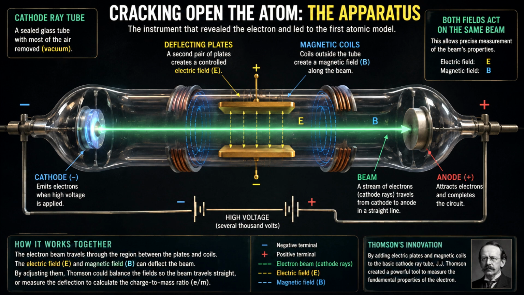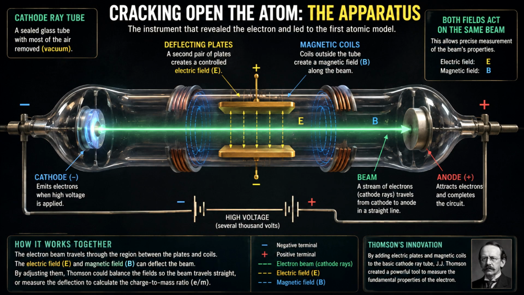To understand how the first atomic model was built, we need to start with the apparatus itself, a cathode ray tube. This is a sealed glass tube with most of the air removed, containing two metal plates, a cathode and an anode, connected to a high-voltage source. When voltage is applied, a glowing beam travels from the cathode toward the anode.